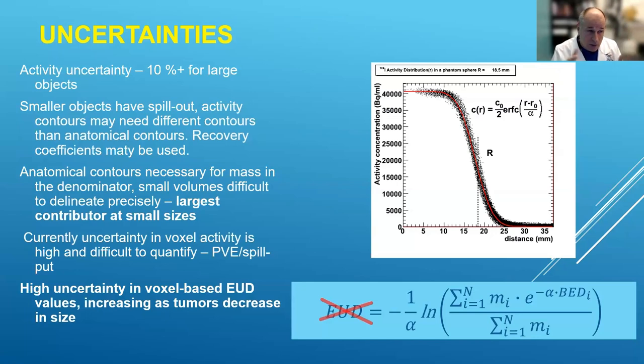You say, oh, I know it's a 3 millimeter diameter size, and so if I multiply by 1.4, I'll get all the activity back. But you also have to have your anatomical contours because you need it for your mass in the denominator of the dose calculation, right? Dose is energy over mass, and so you need to be able to draw. And that's actually the largest contributor to uncertainty at small sizes, because it's somewhat subjective to decide what the actual size of the tumor is, and not very reproducible.